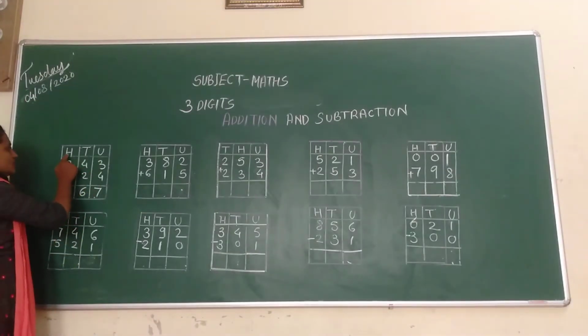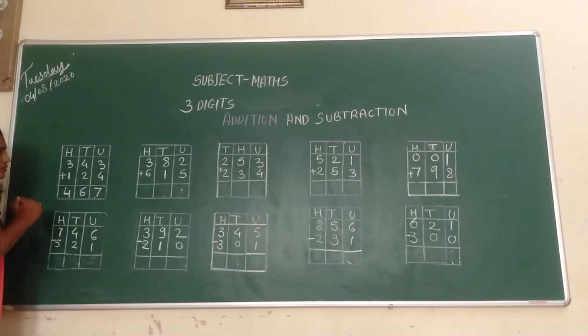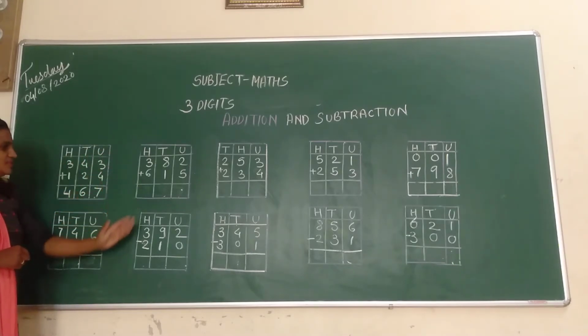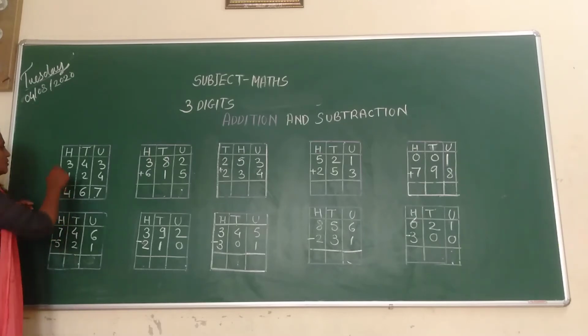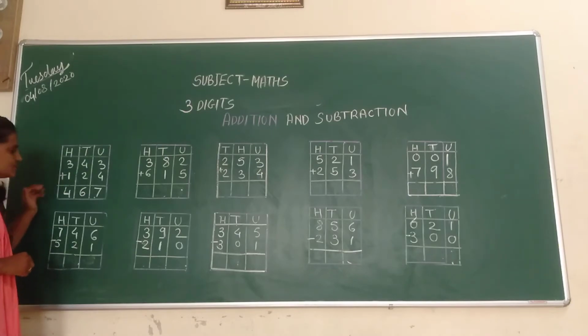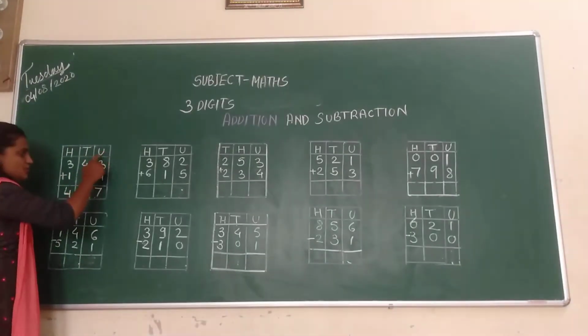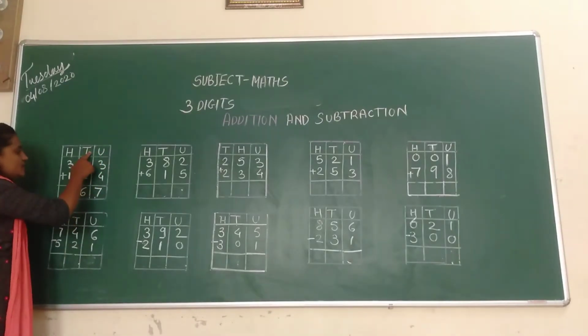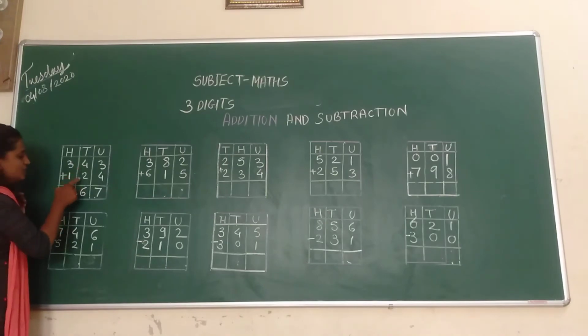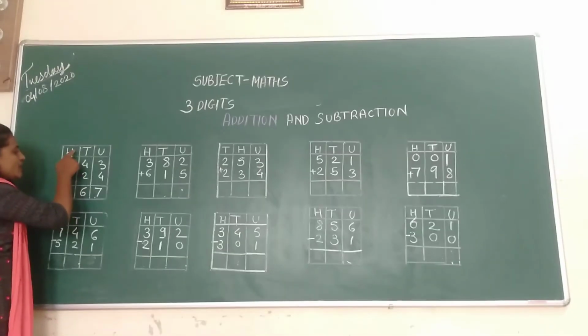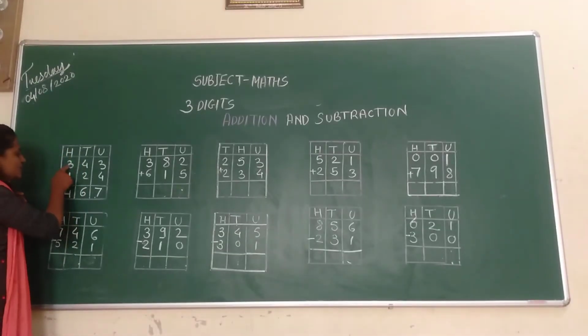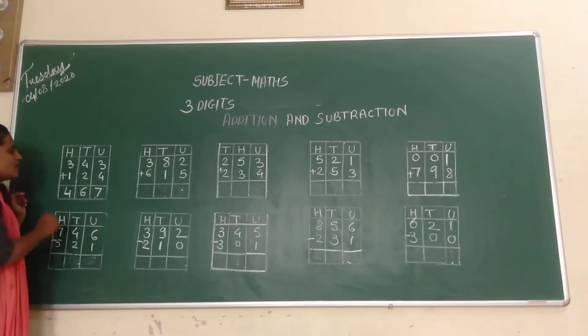See students, these are examples which I have written on the blackboard. So hundreds place, tens place, units place means 3-digit numbers are there. In the units place, 3 and 4 are here. In the tens place, 4 and 2 are here. And in the hundreds place, 3 and 1 are here.